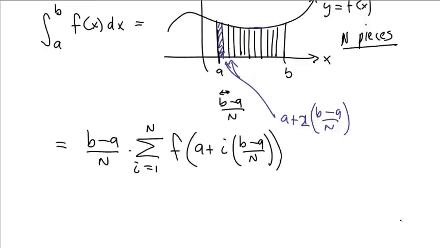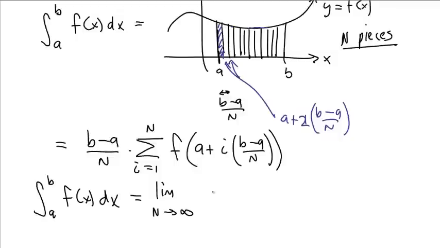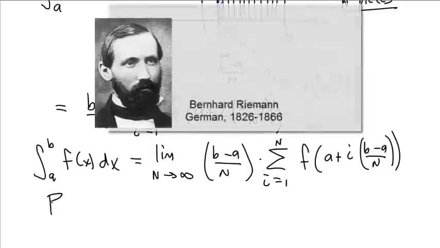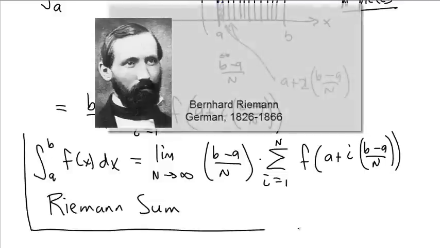The only thing better than chopping it up into n pieces would be chopping it up into n pieces as n became huge, huge, huge. That is, the area under the curve from a to b of f of x dx is the limit as n goes to infinity of b minus a over n times the sum of i equals 1 up to n of f of a plus i times b minus a over n. And this is called a Riemann sum, R-I-E-M-A-N-N sum. This is a way of adding this all up.